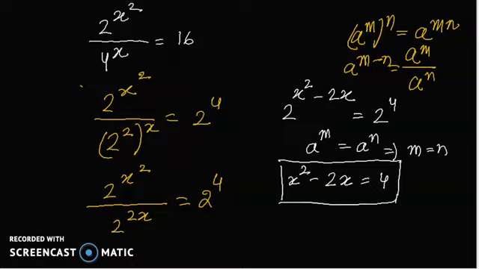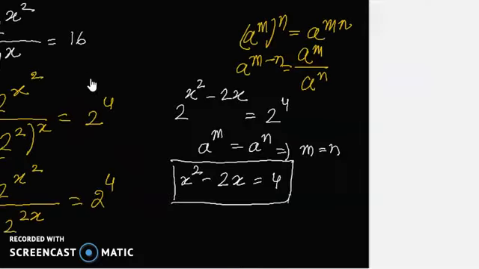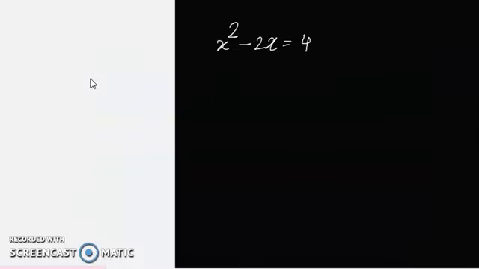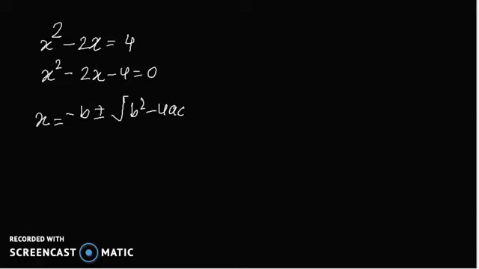So this was the result that we got in the previous slide, as you can see here, and now this is a quadratic equation, and we can write it further as x square minus 2x minus 4 equal to 0, and here we are going to use the formula x equals to minus b plus minus under root b square minus 4ac all over 2a.